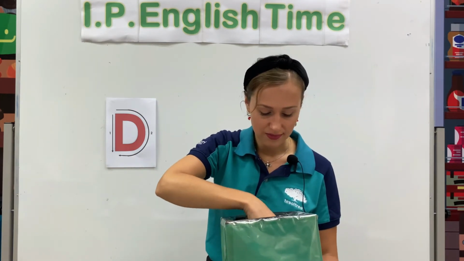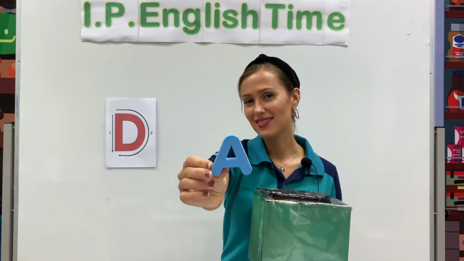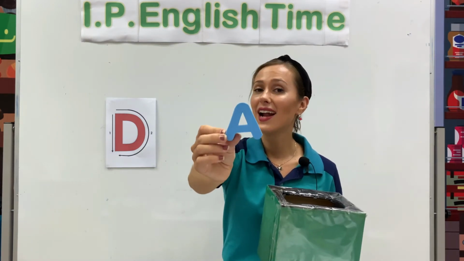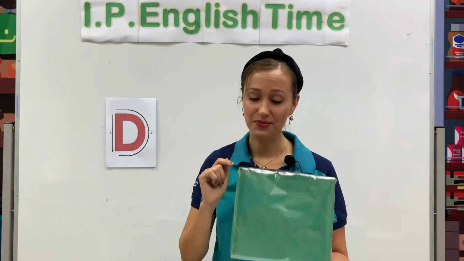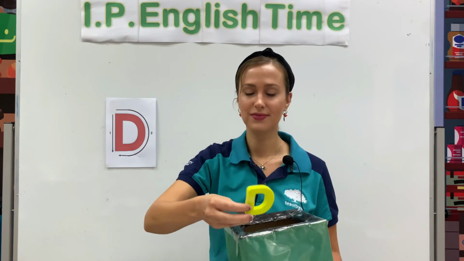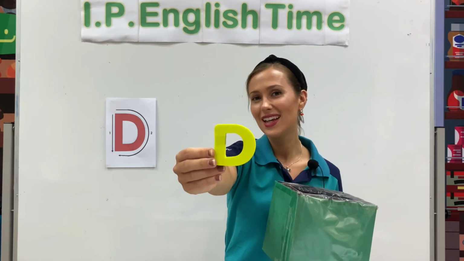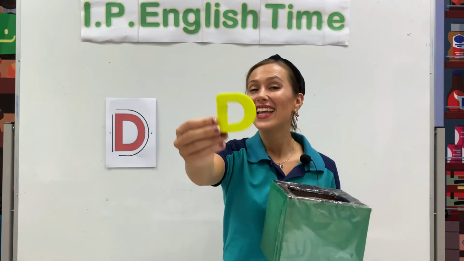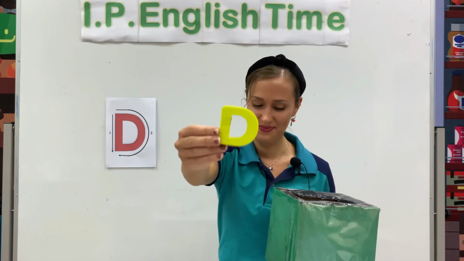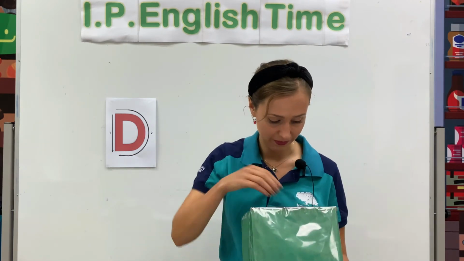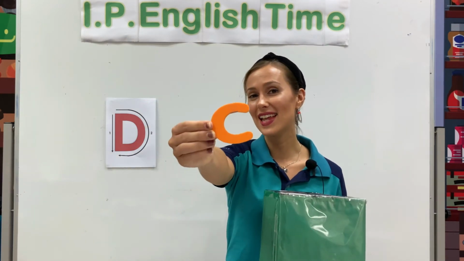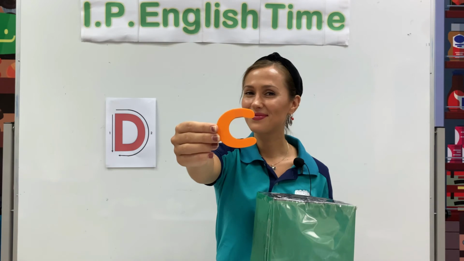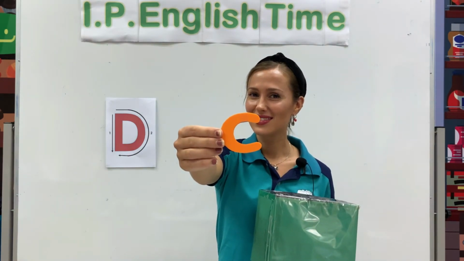Okay, our first letter. Is this letter D? No, it's not. It's letter A. Okay, our next letter. Is it letter D? Yes or no? Yes, this is letter D. Very good. Our next letter. Is this letter D? Yes or no? No, it's not. It's letter C.